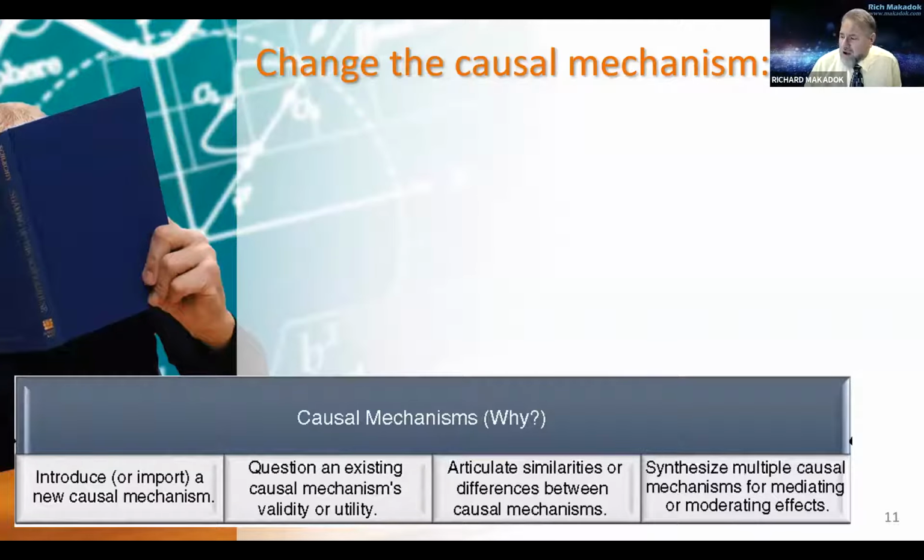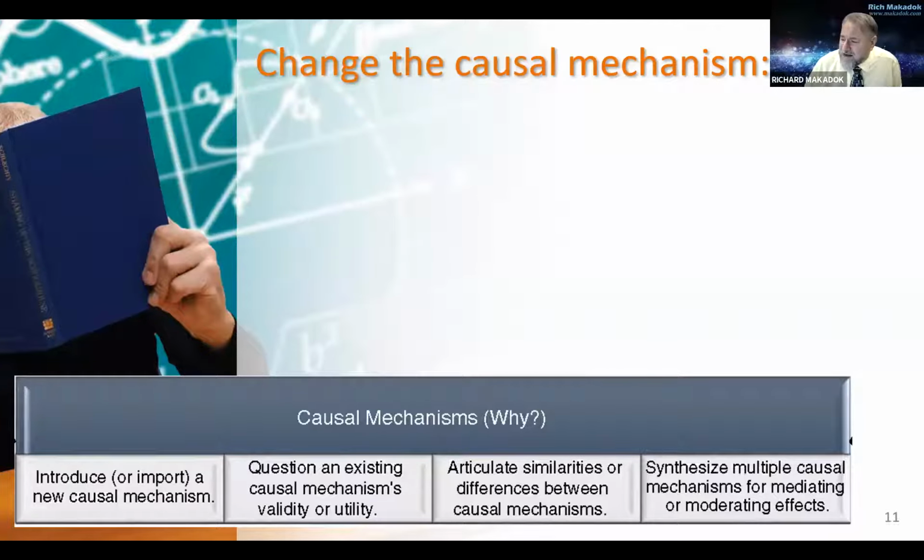The causal mechanism is the lever that defines why the theory's proposed relationships or effects occur, right? So if the theory proposes a bunch of effects or relationships, but doesn't really provide an answer to the question of why those relationships or effects are occurring, then it's not really a theory, right? Because a theory is always kind of the answer to a why or a how question.